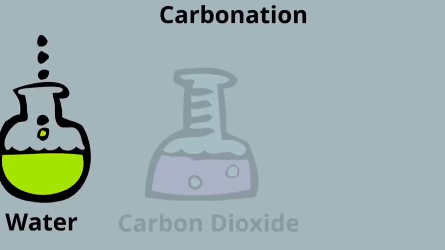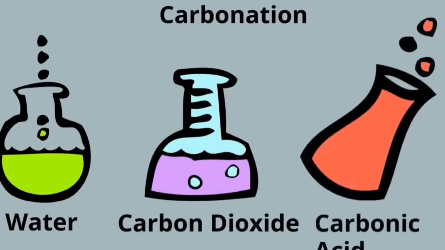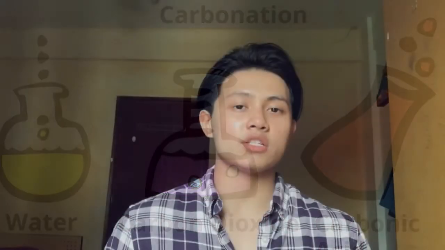Next type of chemical weathering is carbonation. Carbonation is a dissolution reaction which involves slightly acidic water, specifically carbonic acid. Carbonic acid is common in natural environment and formed when rainwater combines with carbon dioxide in the atmosphere.